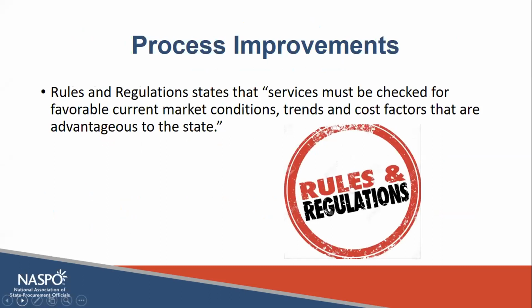So our rules and regulations actually state the services must be checked for favorable current market conditions, trends, and cost factors that are advantageous to the state. So this is part of process improvement, adding another market trend analysis tool such as Procurement IQ. We also, like I said, use Google to see what the current market trends are, as well as how that commodity is acting on the market, and whether conditions are favorable to renew.